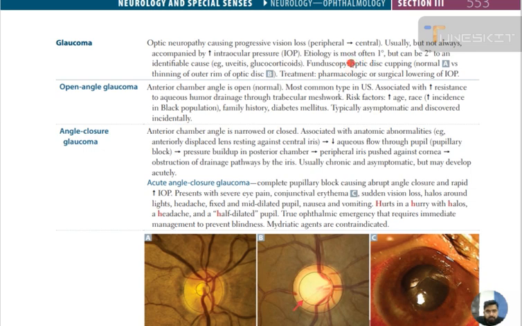So, in fundoscopy we can find optic disc cupping. It is an abnormality. The normal finding is in picture A, you can see here, but in this there is cupping. You can see this is the upper rim of the cup and this is the bottom.